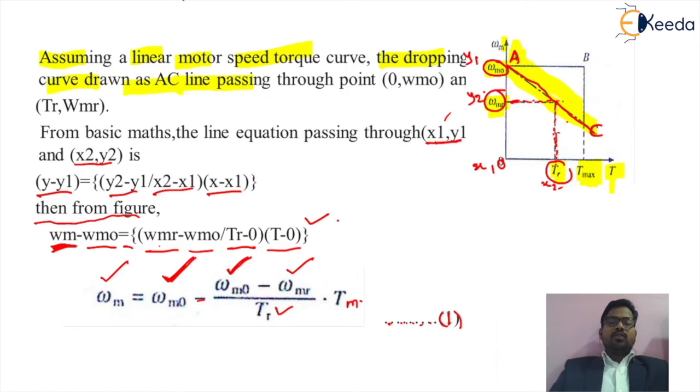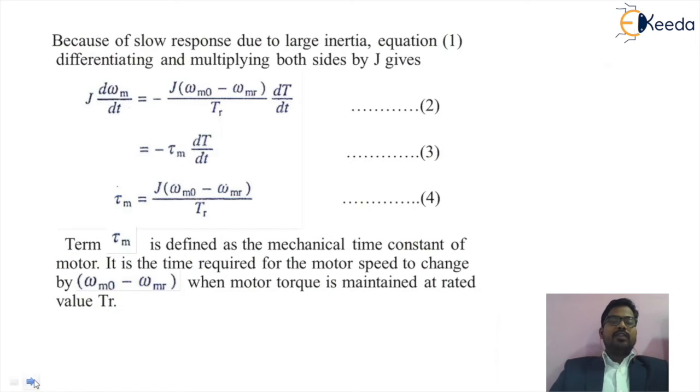Okay, so this will be the fundamental thing. From equation number 1, the basic slow response due to the large inertia, equation 1 is basically differentiating and multiplying both sides by J, and that J is called the polar moment of inertia. So now we want to multiply and differentiate equation number 1.